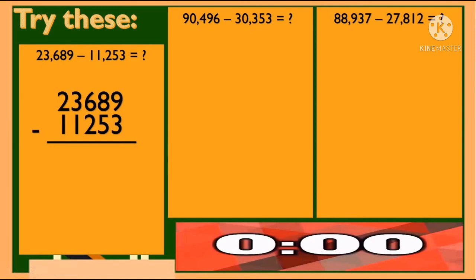Okay, let us do the solution. Of course, we will start on the ones place. What is 9 minus 3? 9 minus 3. Again, is taking away. If you have 9 and then taking away 3, so you only have how many? 6. Very good. How about 8 minus 5? 3. Good job. So we have 3.